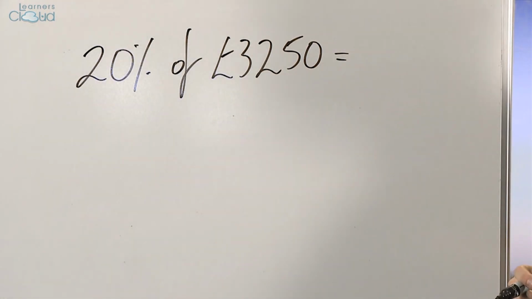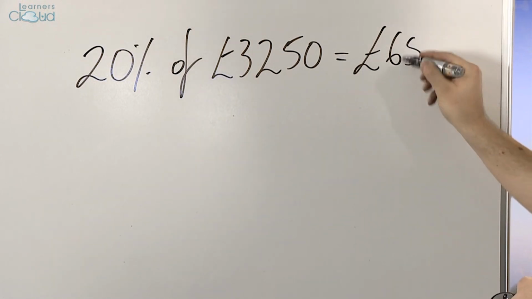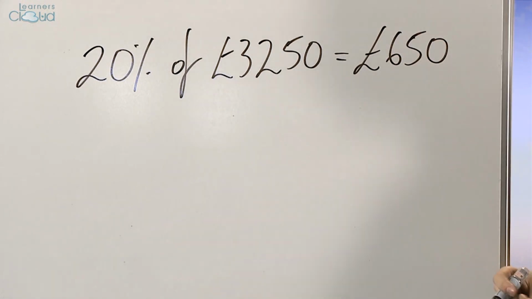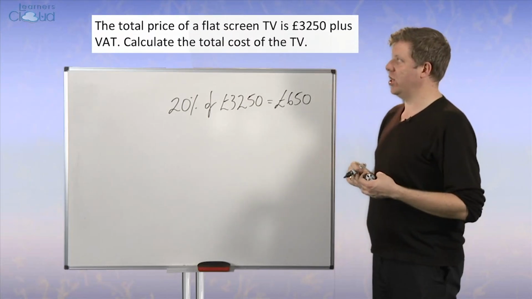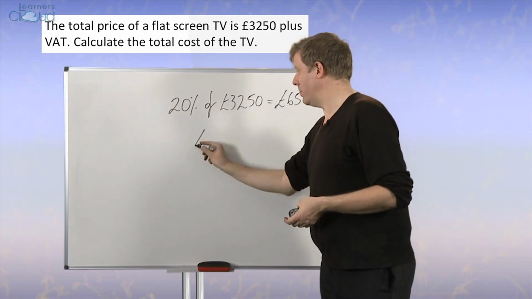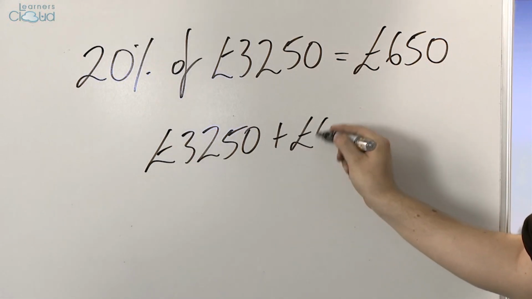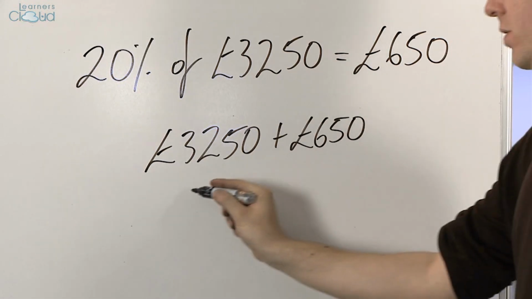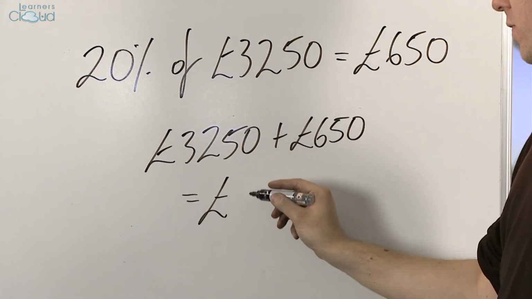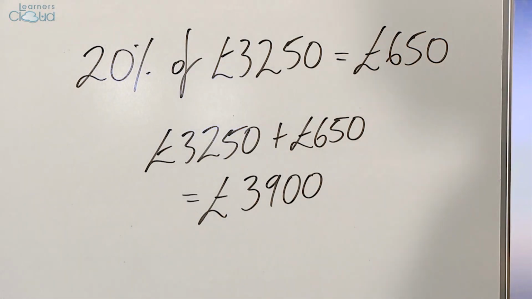20% of £3,250 is £650. So we're paying £650 VAT on this television. Remember, the question wants to know the total cost of the television. That's given by 3,250, add the £650 VAT, an overall total cost of £3,900.